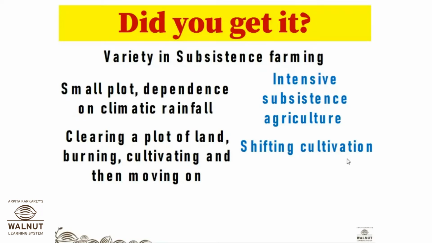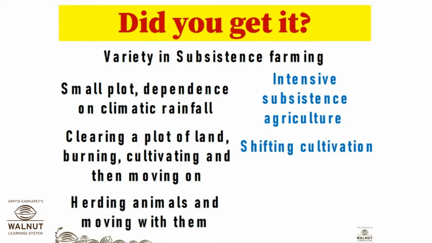First, they were clearing the plot of land, then the remaining things were burned by them, and then they used that plot of land for cultivation of the crops. And the third one, which we have seen, herding animals and moving with them, is known as nomadic herding. So, in short, they have given information about the subtypes of subsistence farming here. These are the characteristics of it.